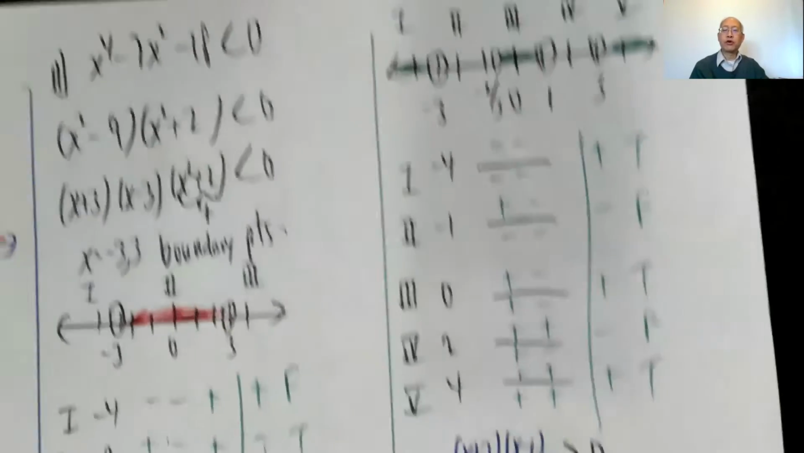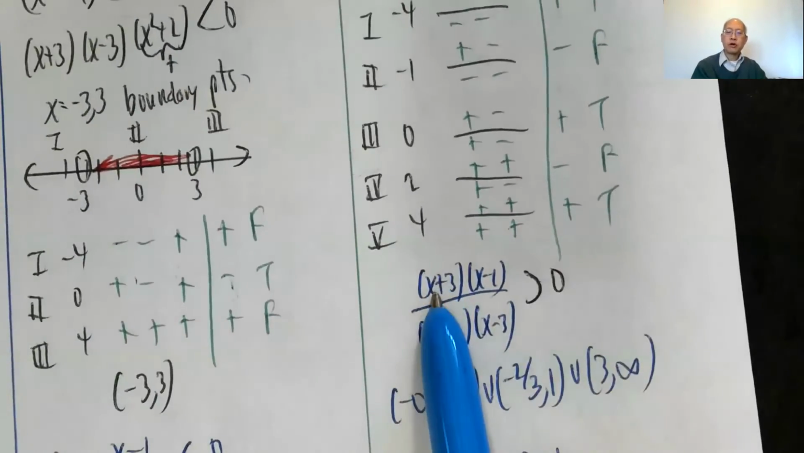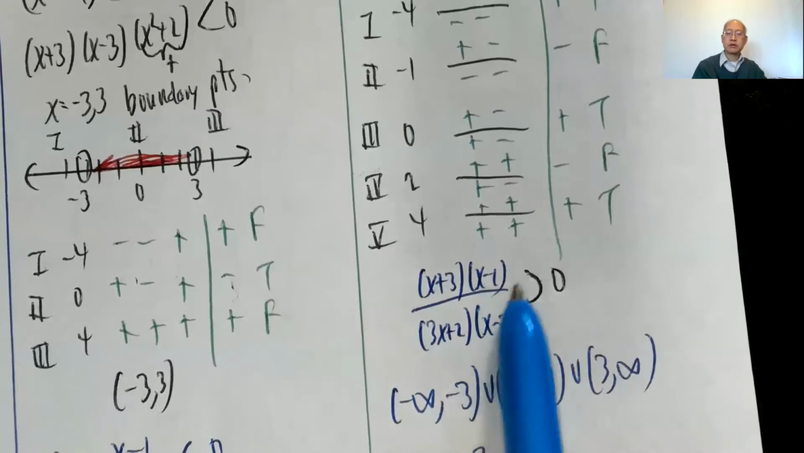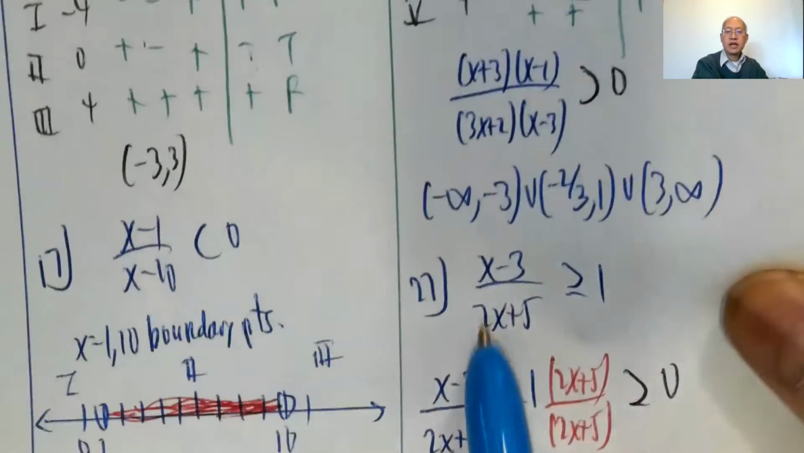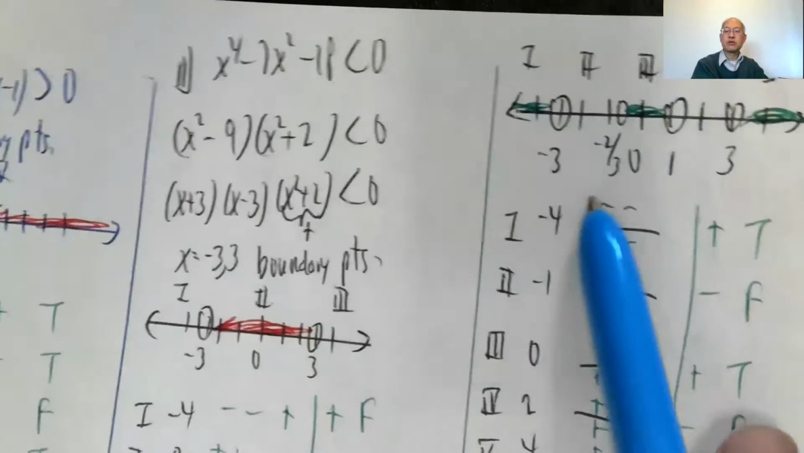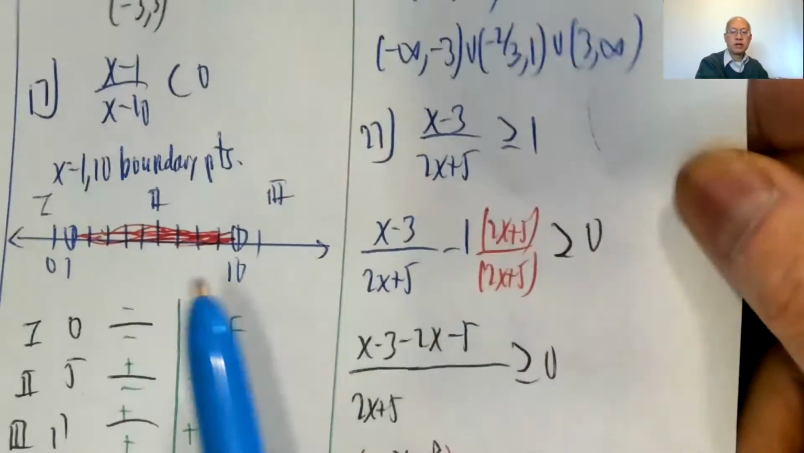And finally, region 5, 4. Everything is positive, looks like. 4, positive, positive, positive, positive, greater than 0. True. So negative infinity to negative 3, union negative 2/3 to 1, union 3 to infinity.